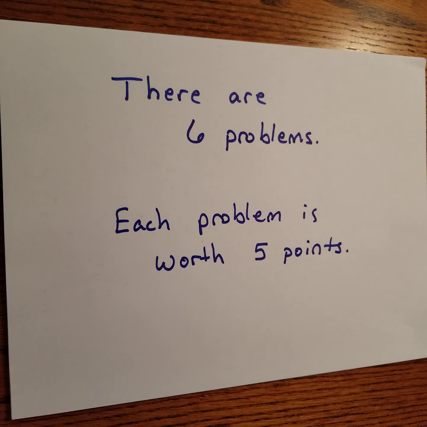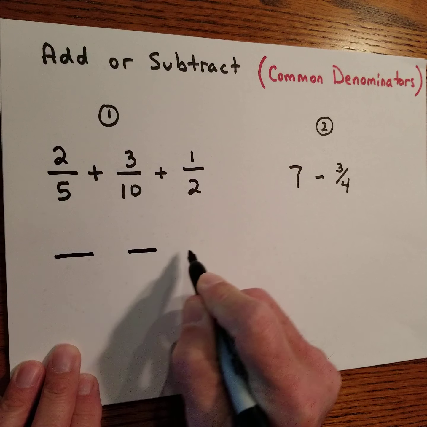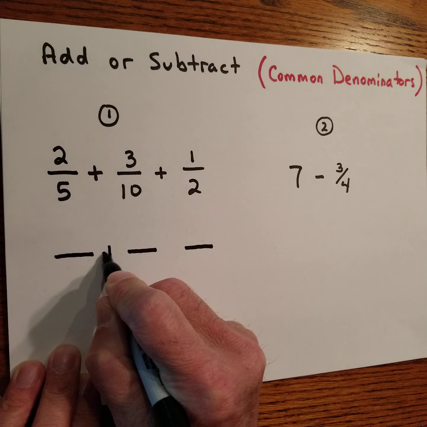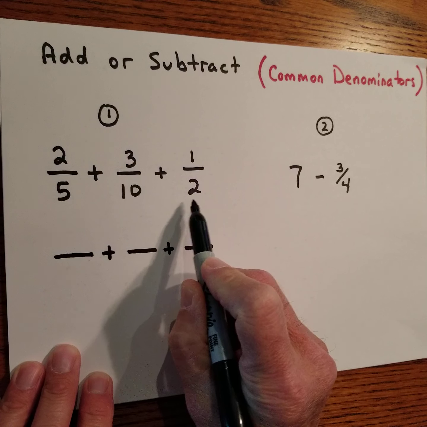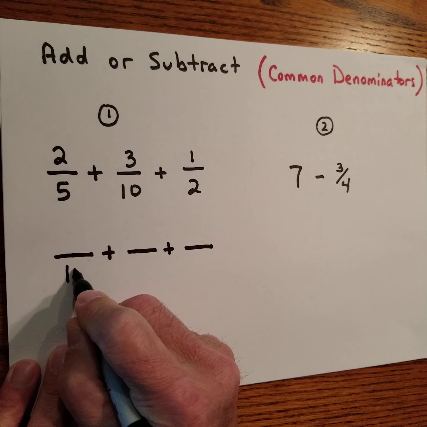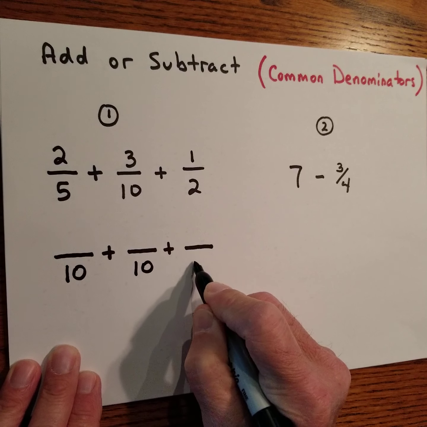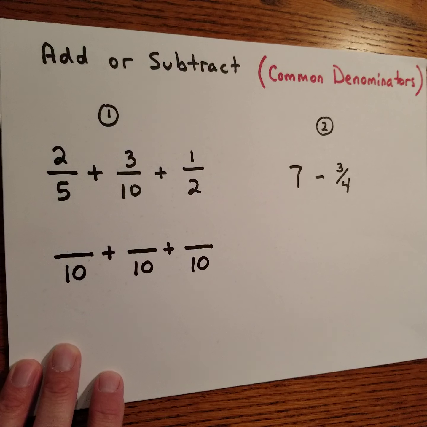For number 1, let's start with a common denominator. And I notice that 5 divides into 10 and 2 divides into 10. When the small denominators divide evenly into the big denominator, that is your best common denominator.